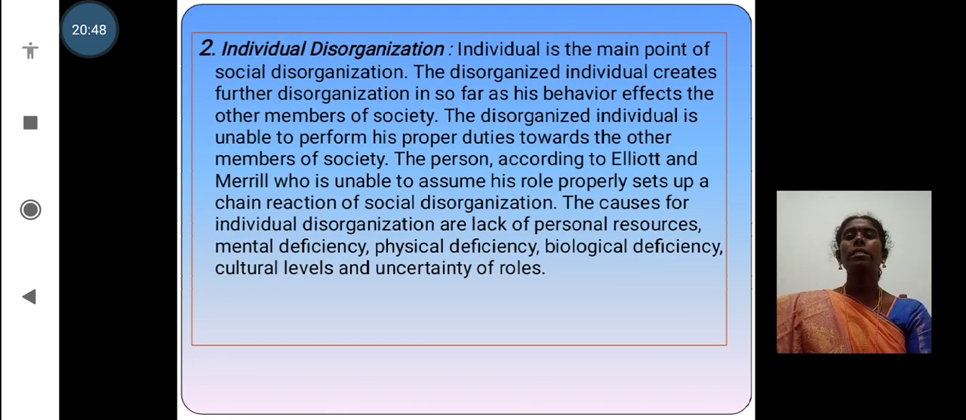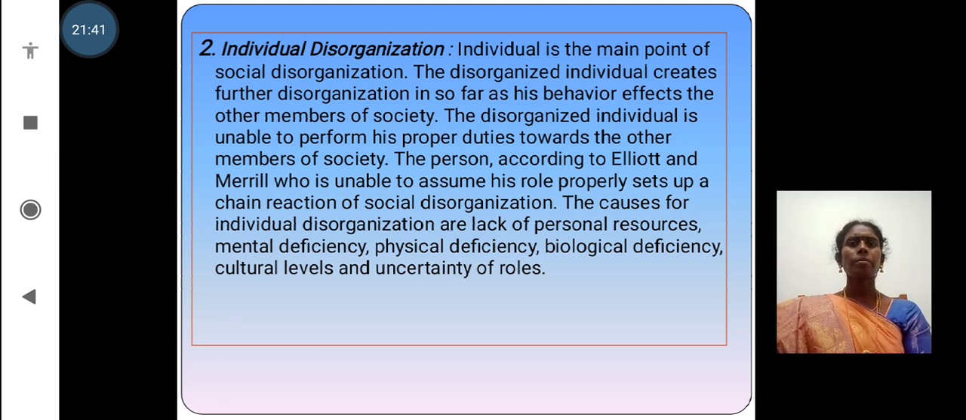The next one is individual disorganization. The individual is the main point of social disorganization. The disorganized individual creates further disorganization in so far as his behavior affects the other members of society. The disorganized individual is unable to perform his proper duties towards the other members of society. The person who is unable to assume his role properly, according to Eliot and Merrill, sets off a chain reaction of social disorganization. The causes of individual disorganization are lack of personal resources, mental deficiency, physical deficiency, biological deficiency, cultural levels, and uncertainty of roles. So these are the main reasons for individual disorganization.